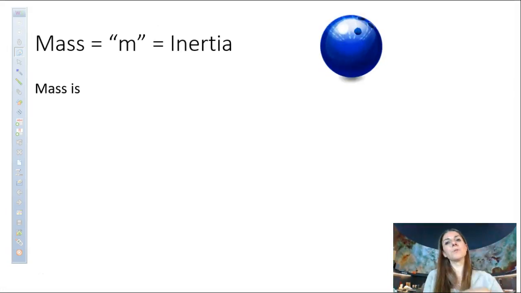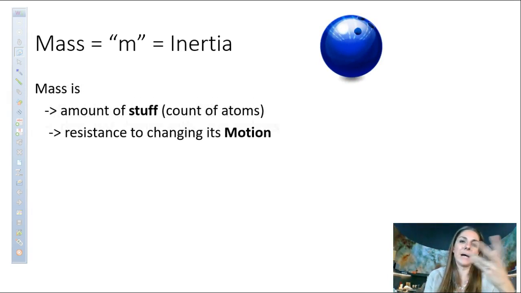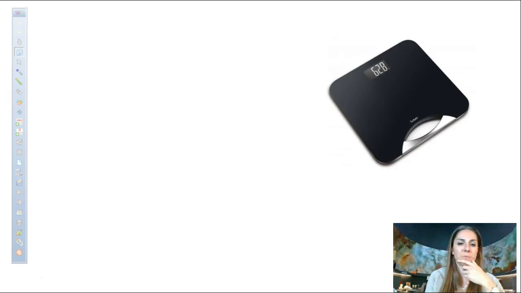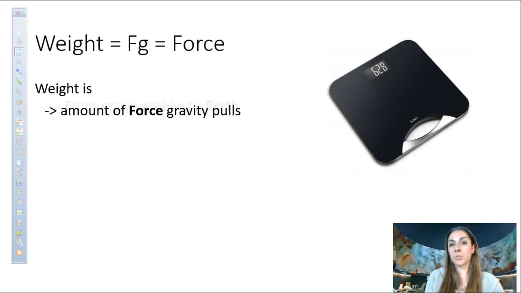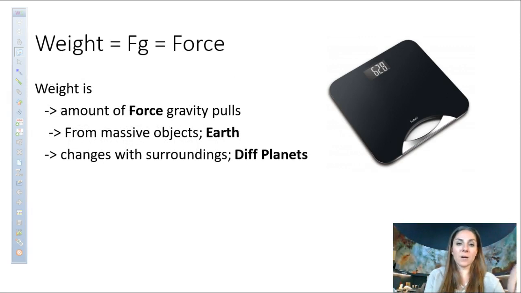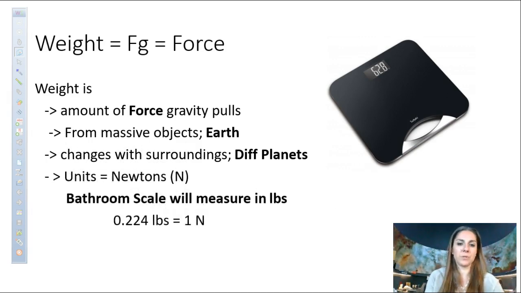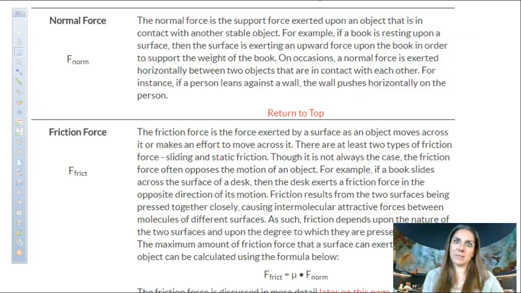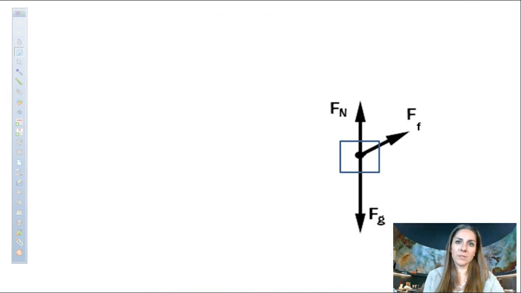So this is a brief review on mass and weight. Mass is the inertia of an object, how much stuff it is, and its resistance to changing motion. But an object's weight is how much force gravity pulls. It changes with surroundings, I mean with different planets, because G is different on different planets, measured in newtons. So a fun fact, a quarter pounder is 1 newton. So if you want to get a sense of how much 1 newton weighs, go get a quarter pounder at McDonald's. These are more forces just to look at.